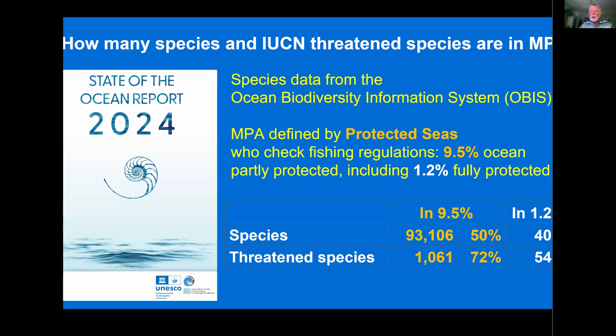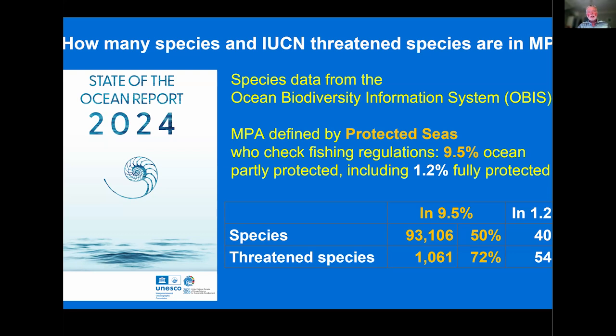On a more optimistic note, we recently compared the State of the Ocean report that UNESCO produced. This is the second one, I think. And we mapped species in the Ocean Biodiversity Information System to the areas defined by Protected Seas. So there are actually three sources now of marine protected area data. There's the World Database on Protected Areas, which countries put data into, and that data has not changed. That's whatever countries put into it.